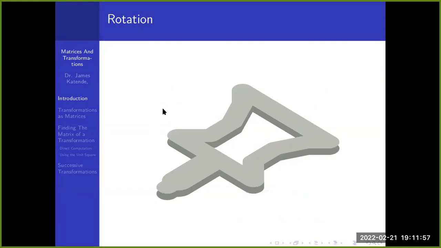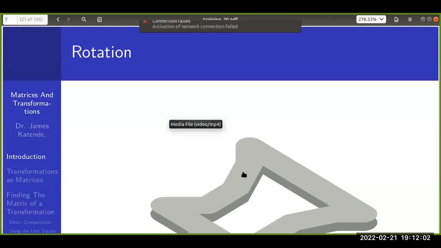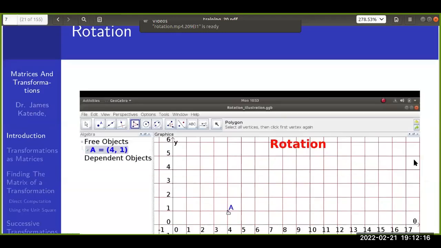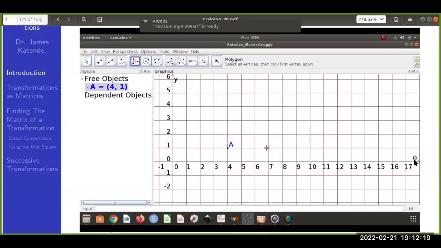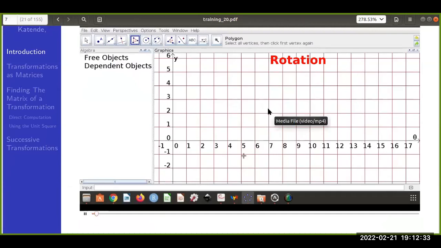So let's try to see what the rotation looks like in GeoGebra and how it is done. It's loading. Here we go. I hope you can see the screen. I'll just start from here. We're going to illustrate the rotation using GeoGebra. The first thing we do is to draw the object to be transformed.